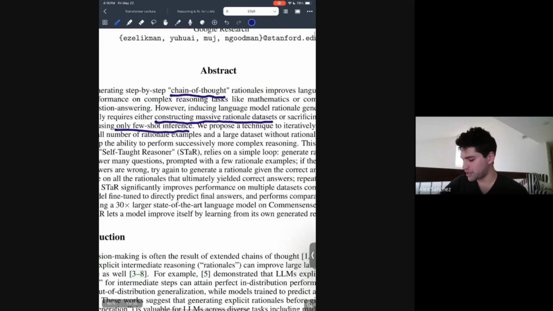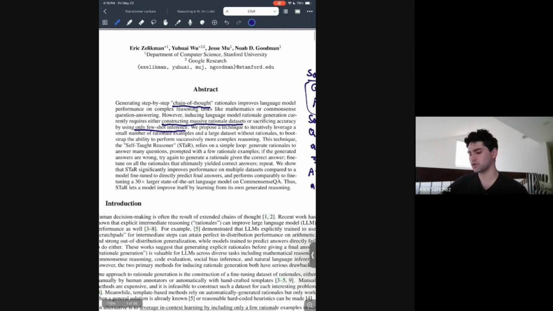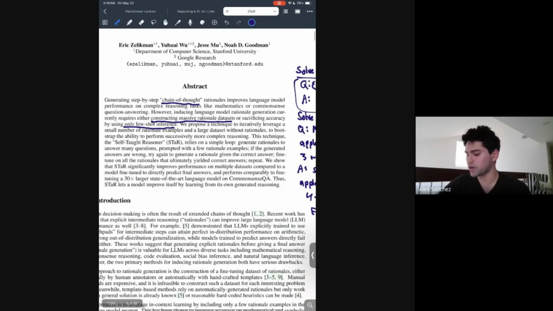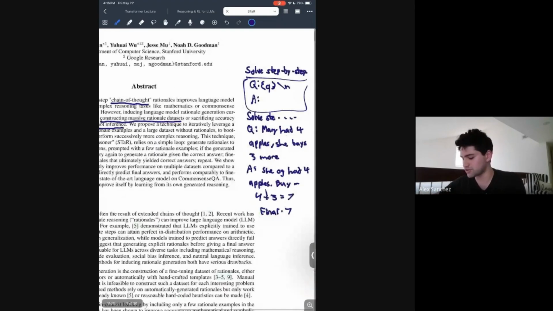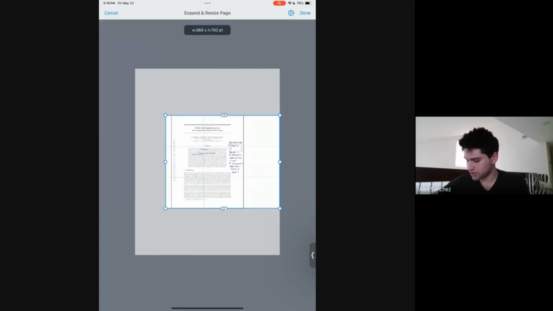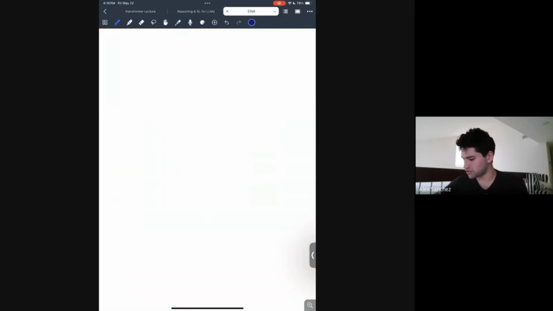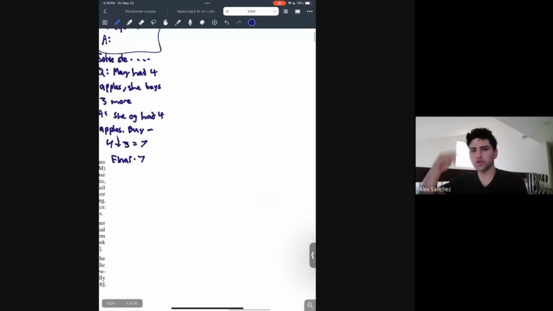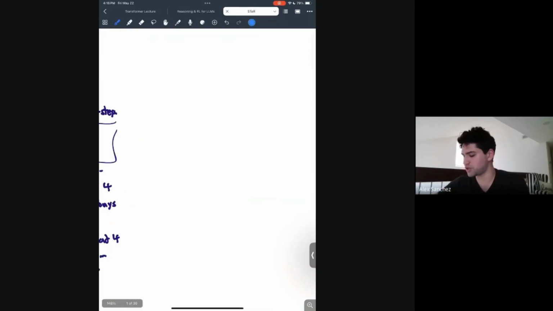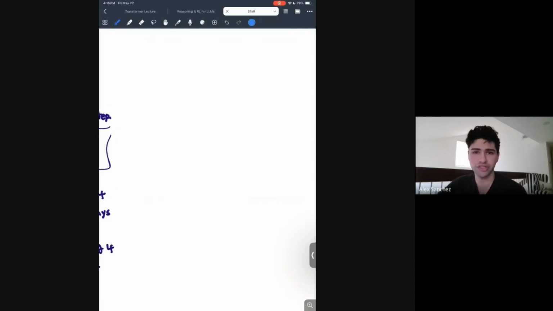And then here it says inducing model rationale generation requires constructing massive rationale data sets. This means large data sets that contain these actual reasoning traces. They say it requires constructing a massive one. That is very expensive, right? A human has to go through a bunch of questions and create a data set for the model to be trained on. Now, this all falls under what we call supervised fine-tuning, and I talked about it in my first video, in my first lecture in this series on reinforce.